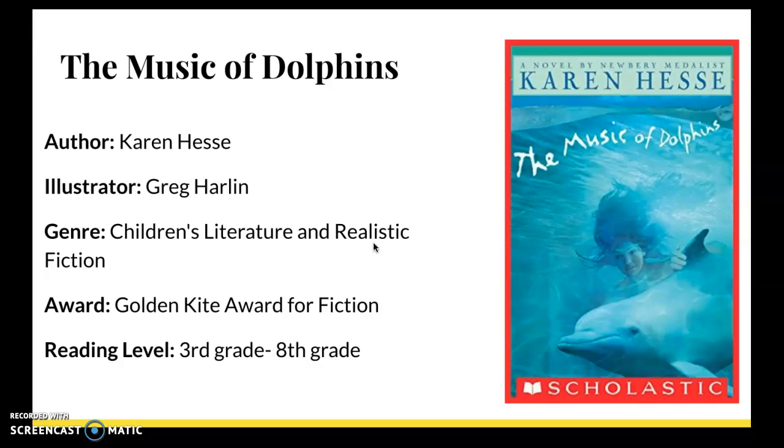My next book is called The Music of Dolphins. The author is Karen Hesse. The illustrator is Greg Call. The genre is children's literature and a realistic fiction book. The award is a Golden Kite Award for fiction, and the reading level is from third grade to eighth grade. This book is about a little girl named Mila who was lost at sea after a plane crash and was cared for by dolphins. She was then spotted on an unpopulated island off of Cuba by some humans, some real people, and they take her to Boston and help her start her life again.